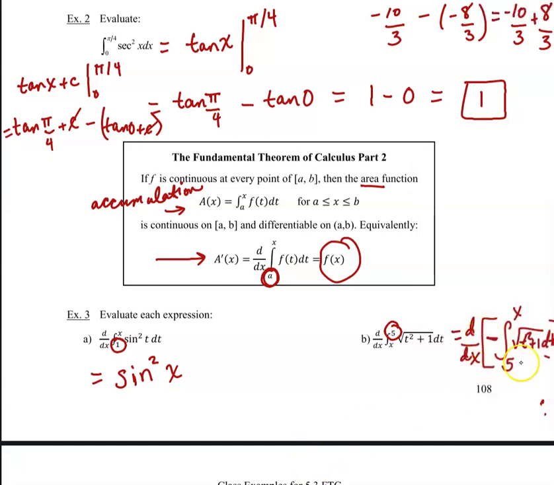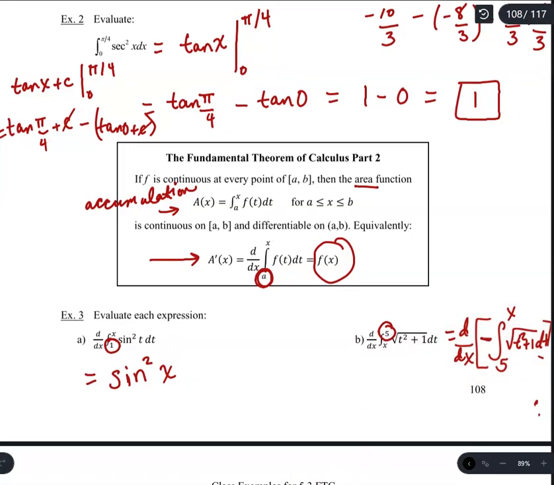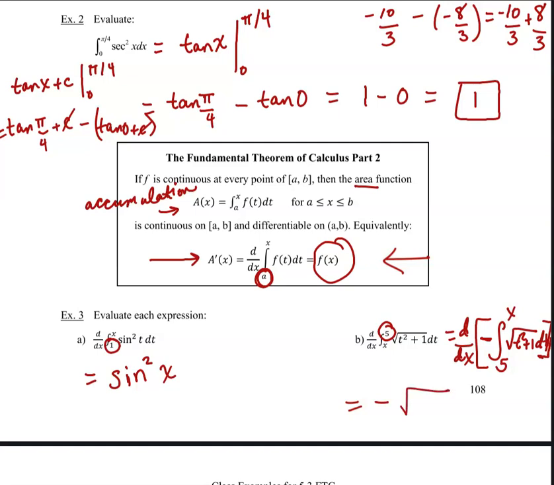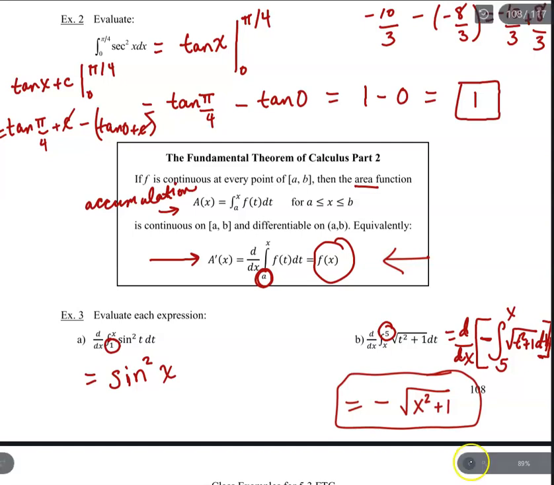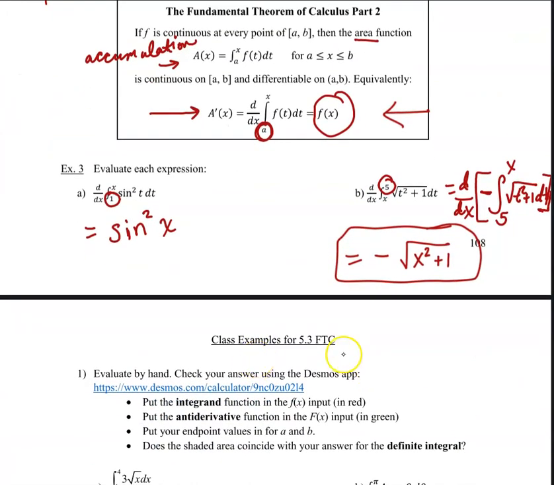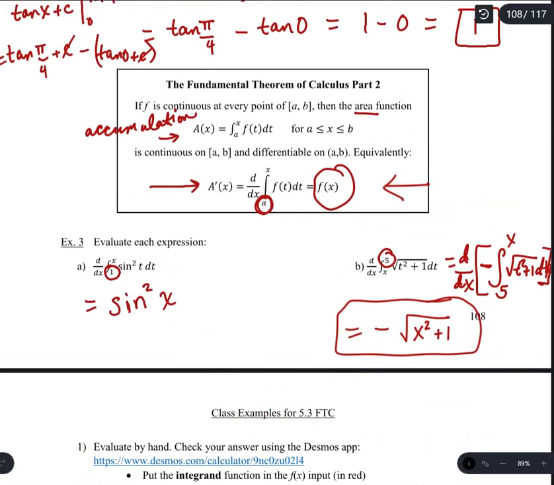Oops, sorry about that. Let me slide my screen over just a smidge. There we go. And now it's in the format that I need to apply this theorem. It's the integral from a constant to x. So the derivative of this expression is going to be negative the square root of x squared plus 1. And that's going to be the derivative of that integral expression. And that's the second fundamental theorem. So bring your notes with you and we will work on this and apply some of this in class tomorrow.